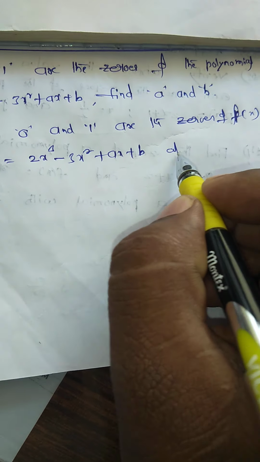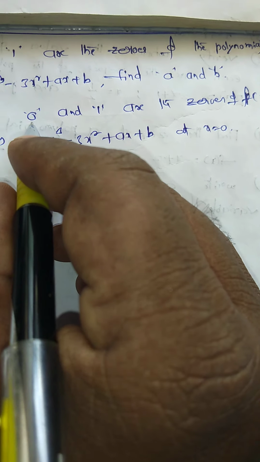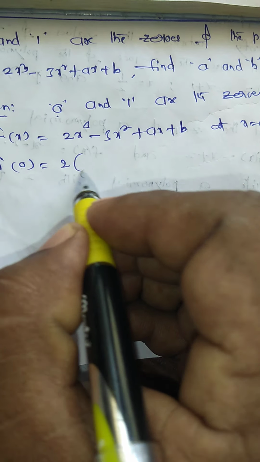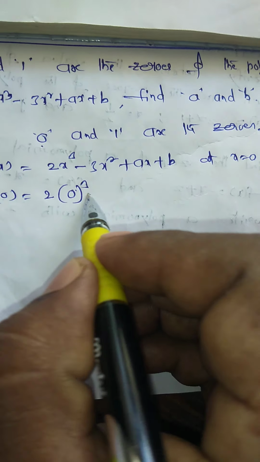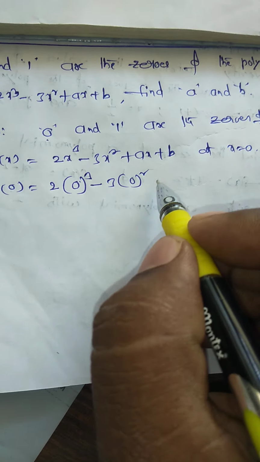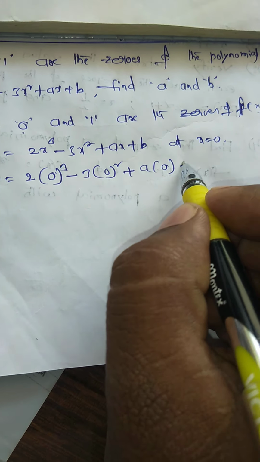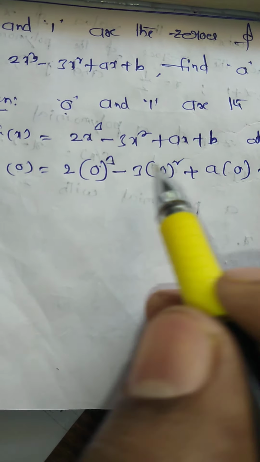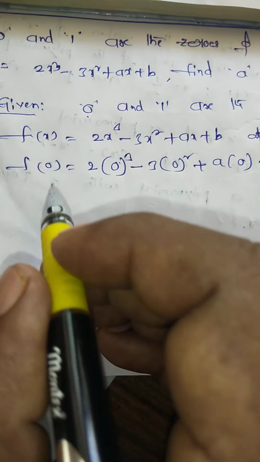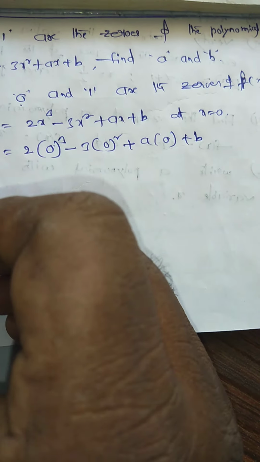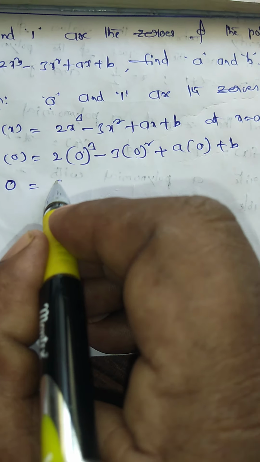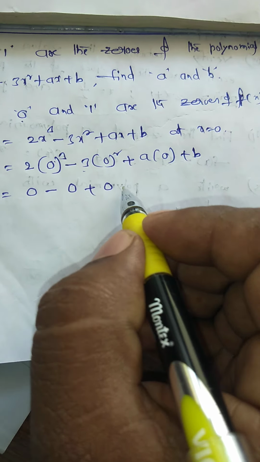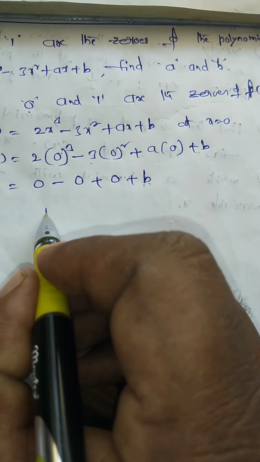First, at x is equal to 0, we can substitute this 0. F of 0 is equal to 0 whole cube minus 3 into 0 whole square plus a into 0 plus b. In x place, we have substituted 0 in the given polynomial. Now f of 0, this is a zero of the polynomial, becomes 0 is equal to 0 minus 0 plus 0 plus b. We got b is equal to 0.